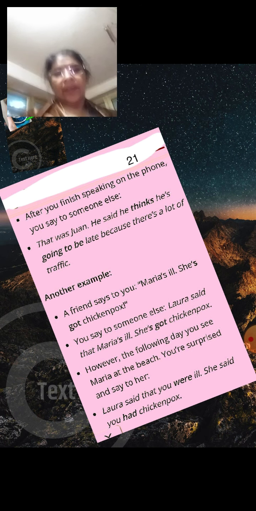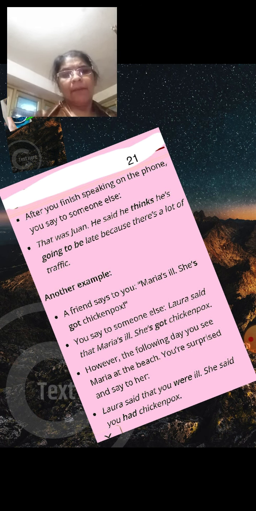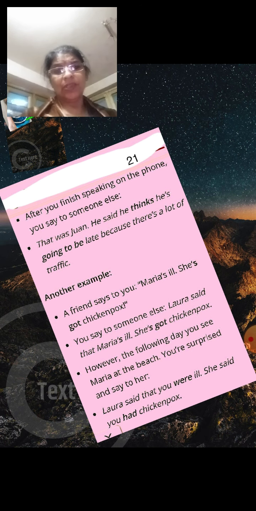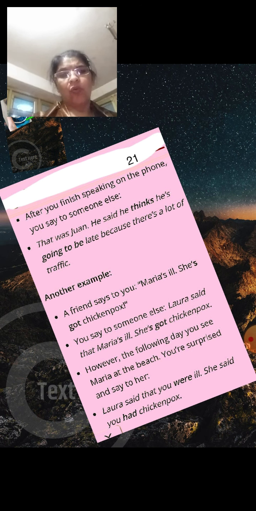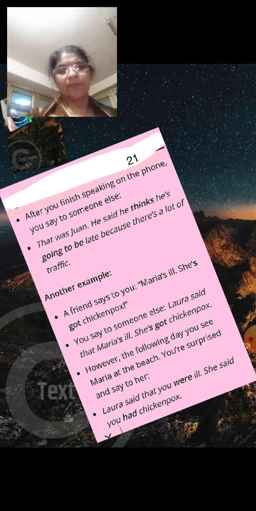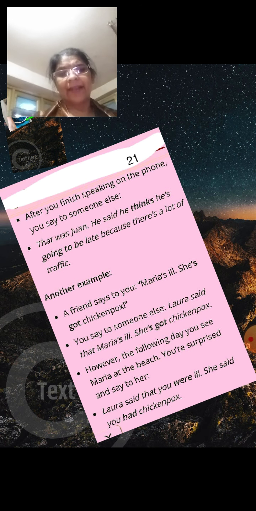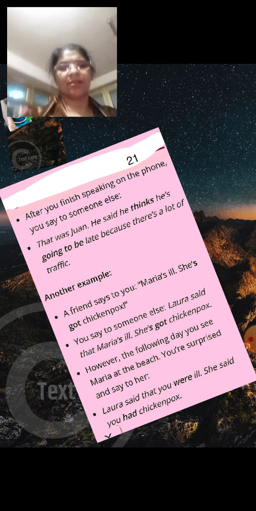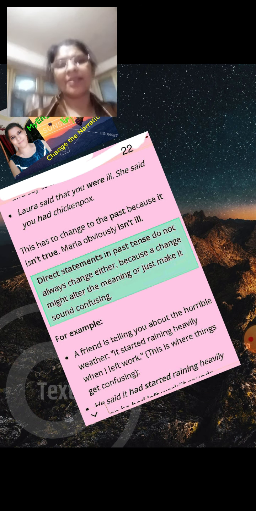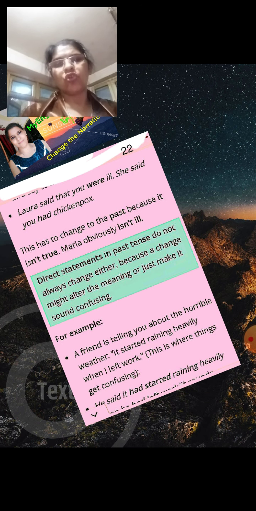Another example. A friend says to you, Maria, she's got chicken pox. You say to someone else, Laura said that Maria has got chicken pox. However, the following day, you see Maria at the beach. You are surprised and say to her, Laura said that you were ill. She said you had chicken pox.